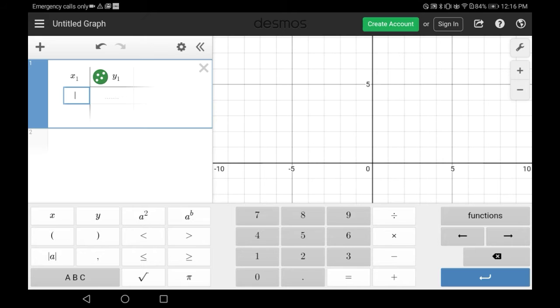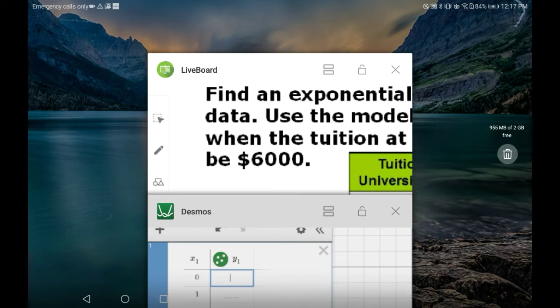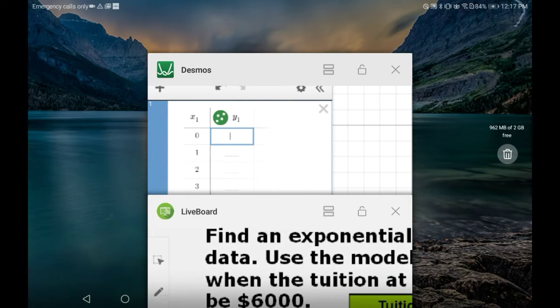So instead of writing 1999, I will write year 0, year 1, year 2, year 3, and year 4, according to the values that I have in my table. I have 5 values of years, so it's from 0 to 4. Then I have to copy the values from the table that I have here, right? I have to copy all the values for the tuition for each year. So that's what I'm going to do.